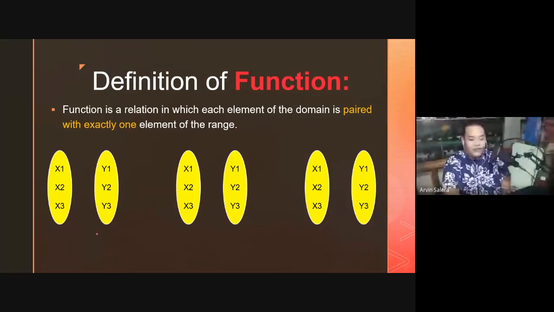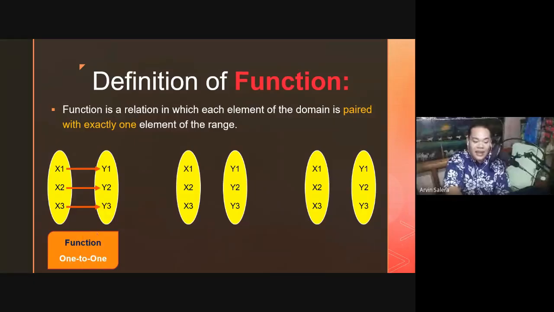Definition of function. A function is a relation in which each element of the domain is paired with exactly one element of the range. Okay, x is paired with y: x sub 1, y sub 1, x sub 2, y sub 2, x sub 3, y sub 3. That is a function, one to one. x sub 1, y sub 1 has only one pair. It is a function, one to one. If x sub 2 has one partner and x sub 3 has one partner, y sub 3, sharing the same partner, is it still a function? Still a function.